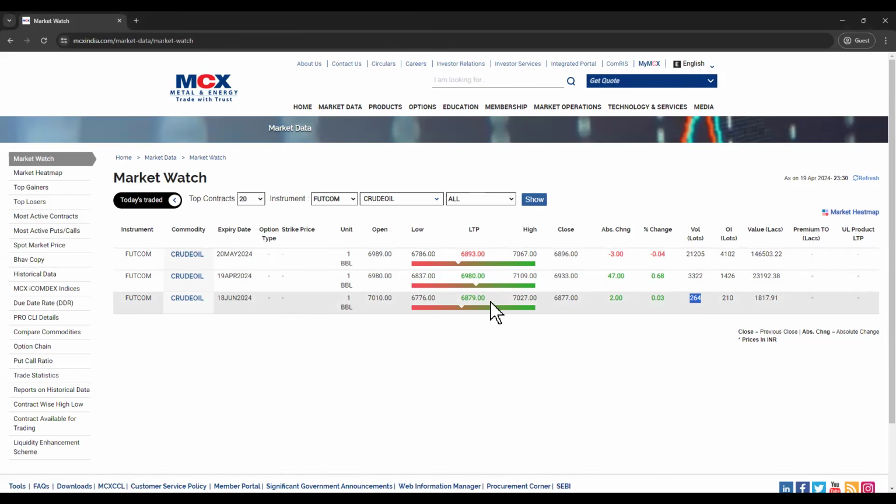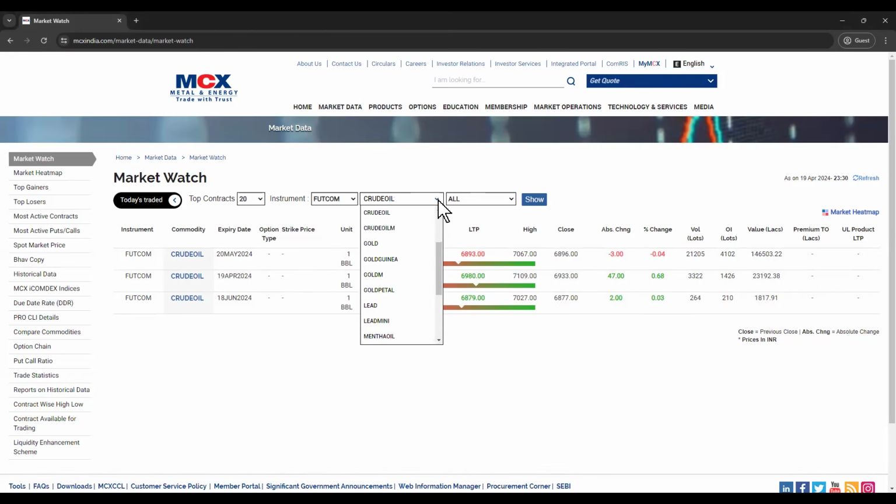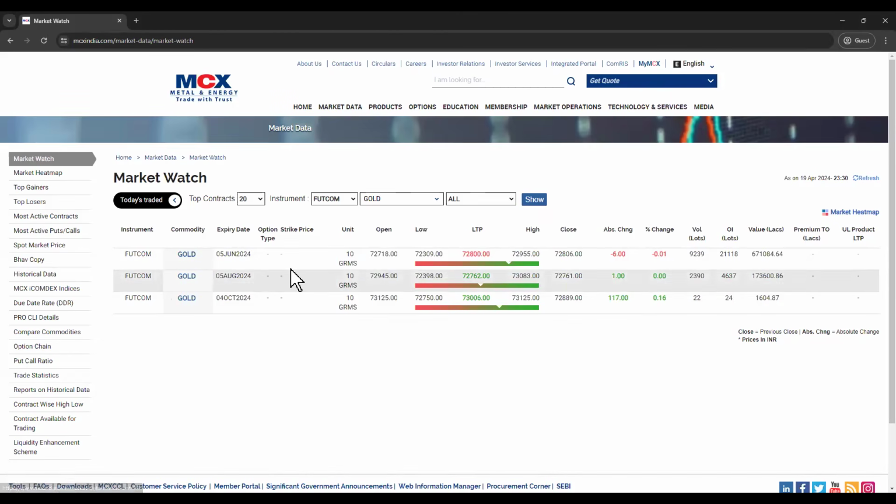So the far dated contracts, in fact, we can go for another commodity also whose expiration date is probably on the 30th. So you'll have 3 options. Gold, let's go for gold. Yes, you have June, August, and October. Compare the liquidity. See, 5th of June 2024, what is the volume? 9,000 lots. 5th of August, 2,000 lots. 4th of October, only 22 lots. So obviously liquidity is much less in the far dated contracts.